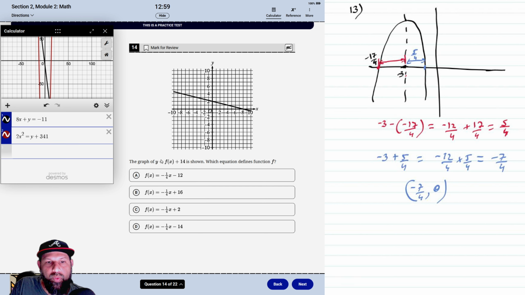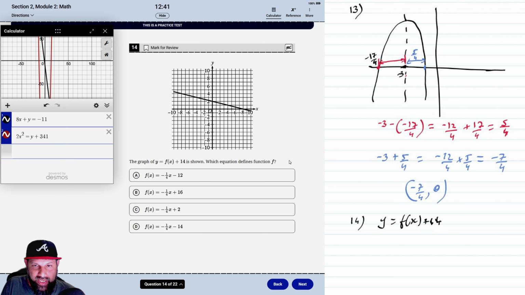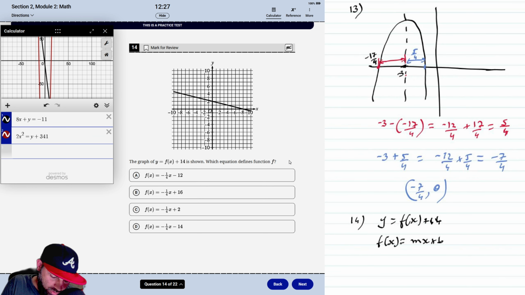This one, 14, we have y equals f of x plus 14 shown. Which equation defines function f of x? Okay, this one is going to be pretty straightforward. You have y equals f of x plus 14. You can see it's a straight line, so let's call f of x equals mx plus b. We'll replace this, so y is going to be equal to mx plus b plus 14.